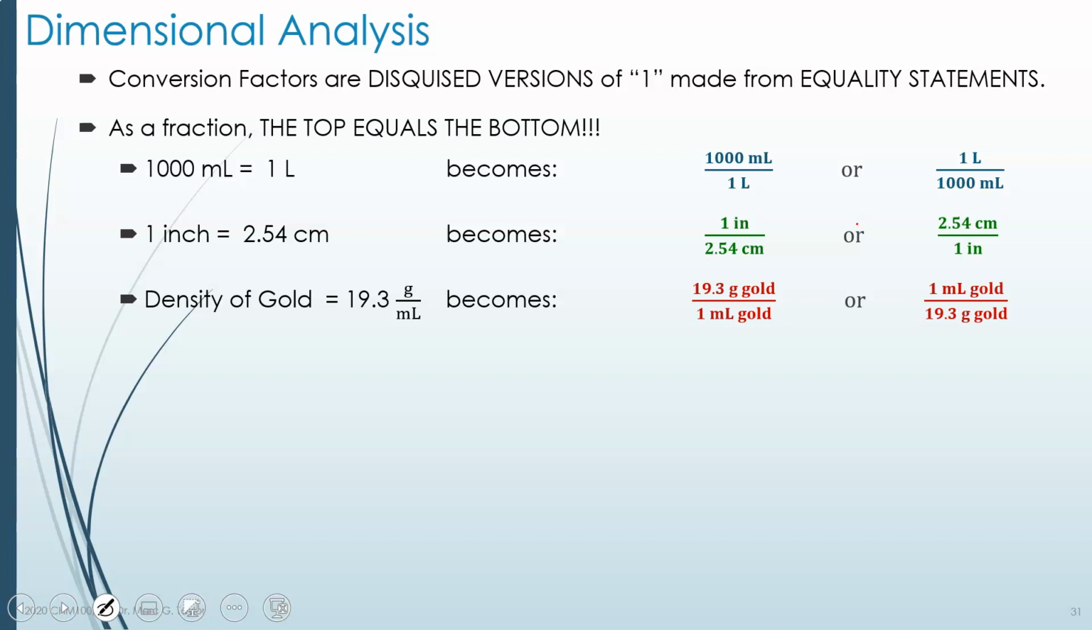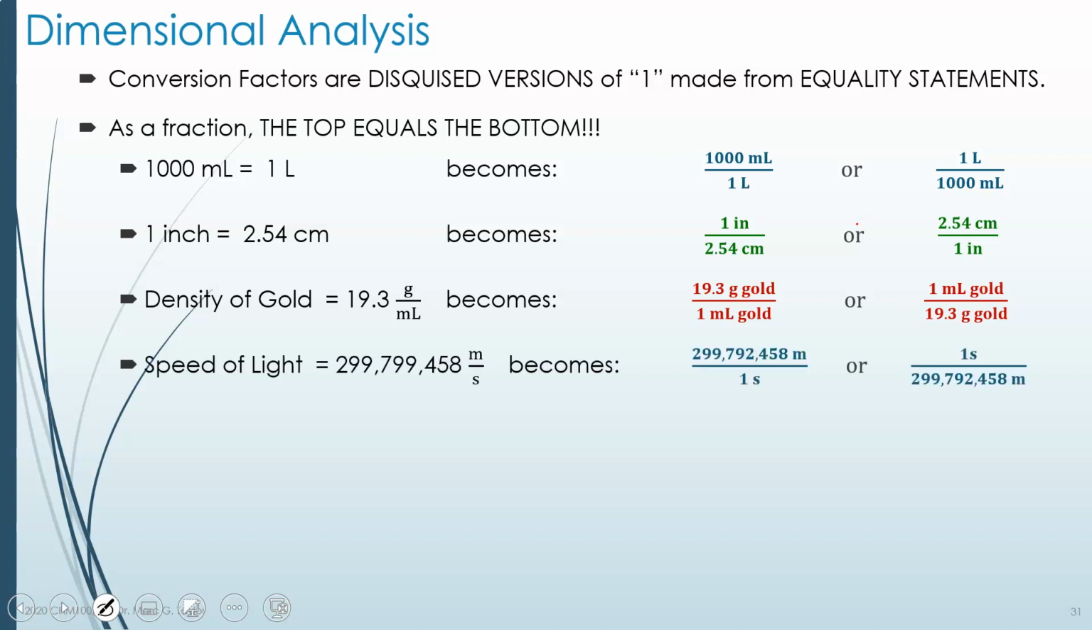And you'll notice in each of these cases, I have 19.3 grams over 1 mil, and I can invert that and write 1 mil over 19.3 grams. Be sure not to move the 19.3 with the mils. It is associated with the grams part of that, and it's per 1 mil.